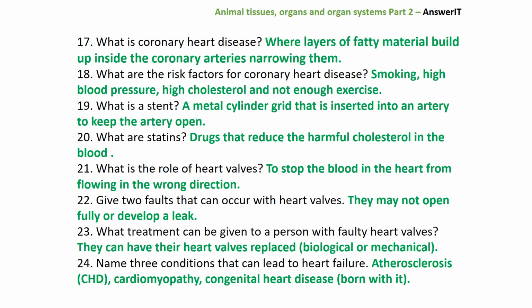The last section, number 17, what is coronary heart disease? Anything about layers of fatty material building up on coronary arteries. Number 18, what are the risk factors for coronary heart disease? Smoking, high blood pressure, poor diet or high cholesterol, and not enough exercise. 19, what is a stent? So it's a metal cylinder that's put into the artery to open it up. Number 20, what are statins? They're drugs that reduce cholesterol.